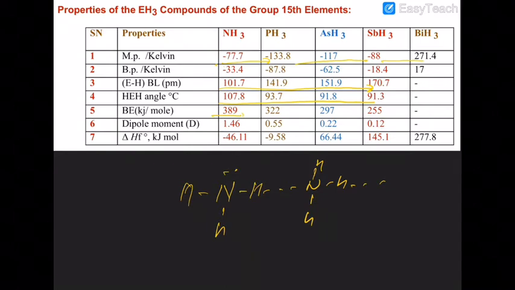Similarly, enthalpy of formation first decreases and then again it increases. It is negative in the first two cases, so it is exothermic in the first two cases and endothermic in the last three cases, which indicates that in the case of higher elements the hydride is not stable. The thermal stability decreases as we move down the group.